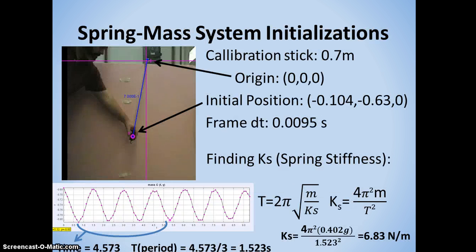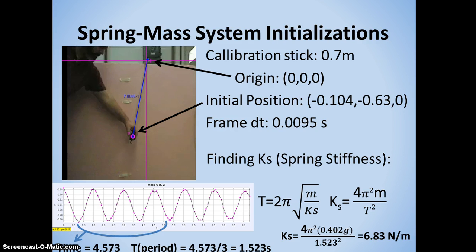Our initializations were that the calibration stick was 0.7 meters, and that was given. I put the origin where the spring was attached and made that 0, so our initial position was negative 0.104 meters in the x and negative 0.63 meters in the y. Frame dt was 0.0095 seconds.